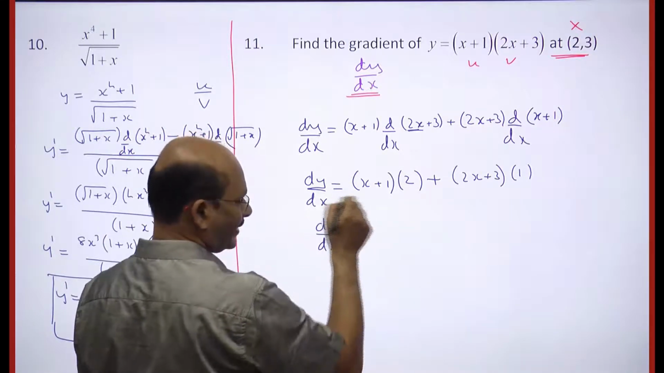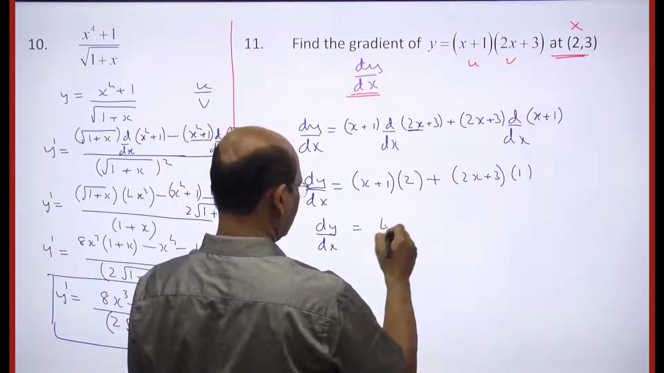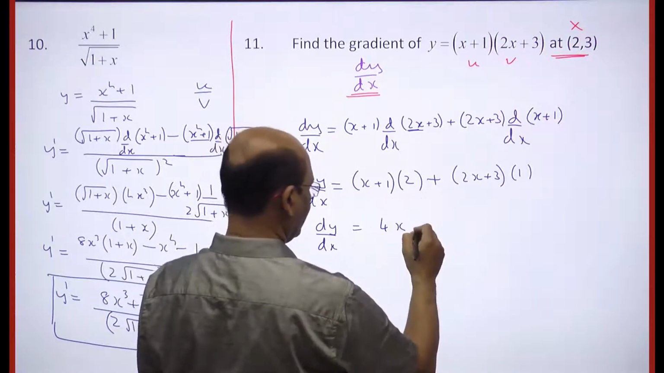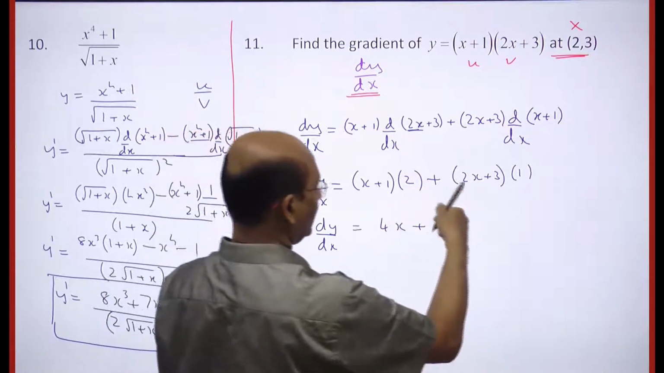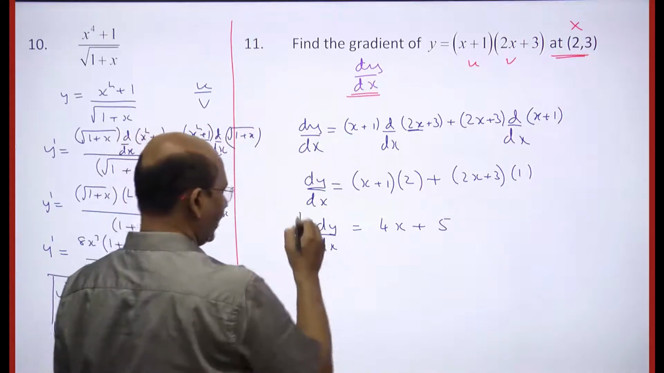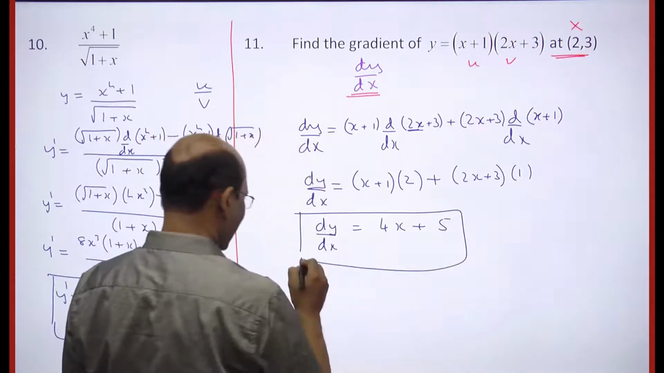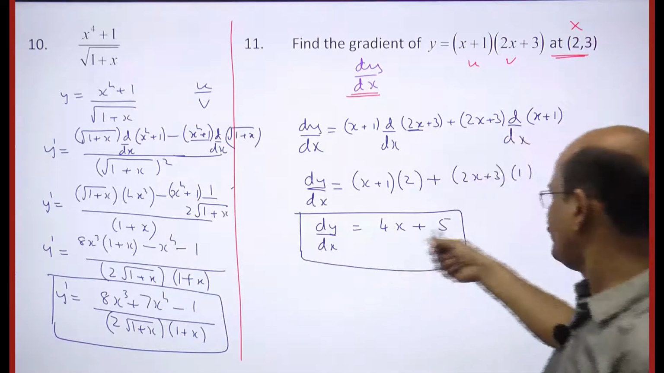If you want, you can simplify this out, because this is not my final conclusion. It will be 2x plus 2x becomes 4x, and 2 plus 3 becomes 5. So 2x plus 2 plus 2x plus 3 is 4x plus 5. Now this is my general derivative, that is, at any value of x. So dy by dx is 4x plus 5.